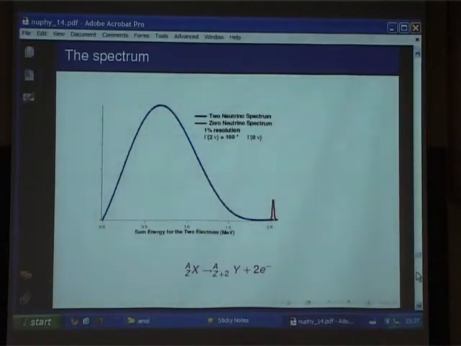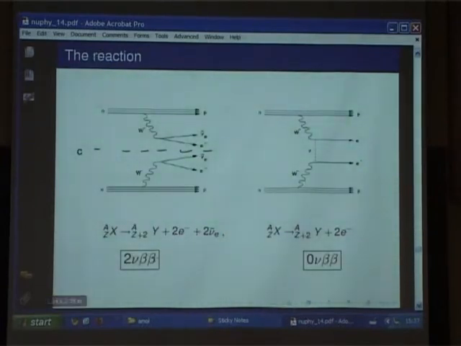What is the experimental signal of this? The signal is very, very simple. If you look at the earlier process, 2 nu beta beta, you have 4 particles coming out: 2 nu bars and 2 electrons. The 2 nu bars are lost, you don't measure them. You measure the 2 electrons. If you measure the sum of the energies of the 2 electrons, you will get a wide spectrum because some energy is given to the neutrinos which go out. In this process, you only have 2 electrons, no neutrinos.